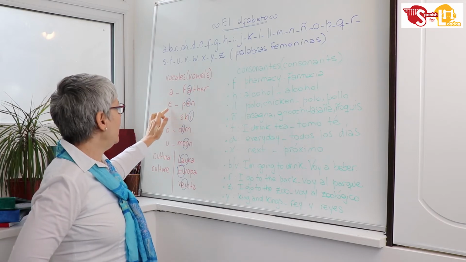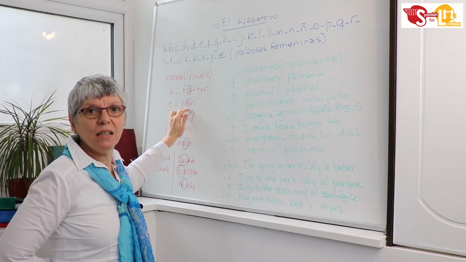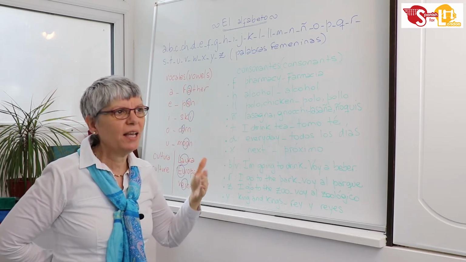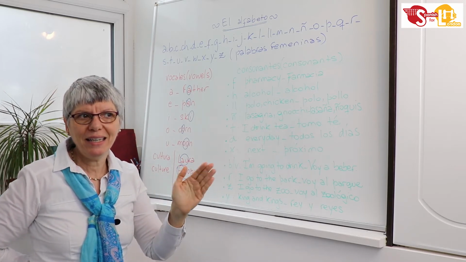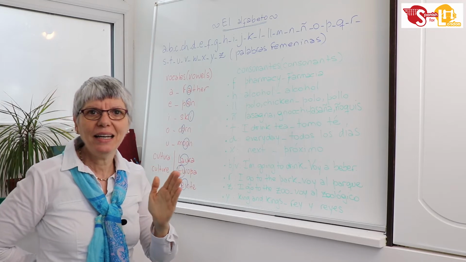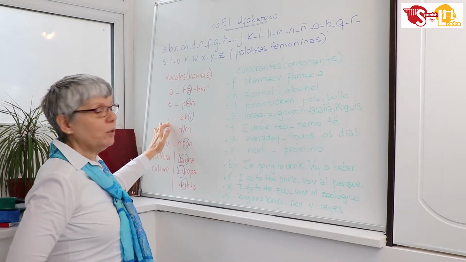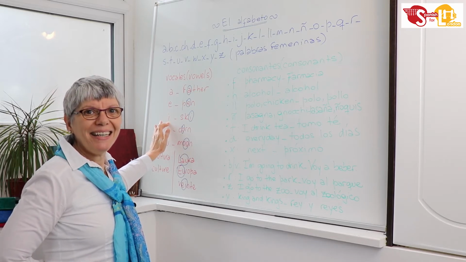Okay. Then E, you have to pronounce like in pen. Remember, always, absolutely always, to say elephant, we say elefante, elefante, okay? Then for I, you have to pronounce like in ski, yes?